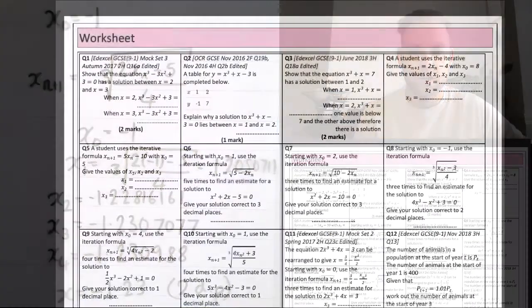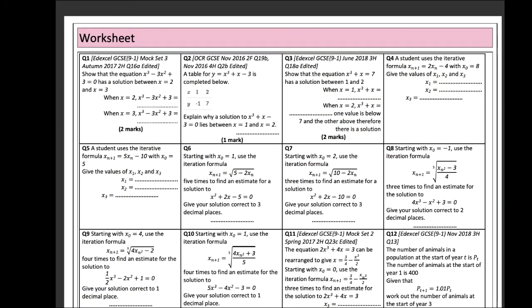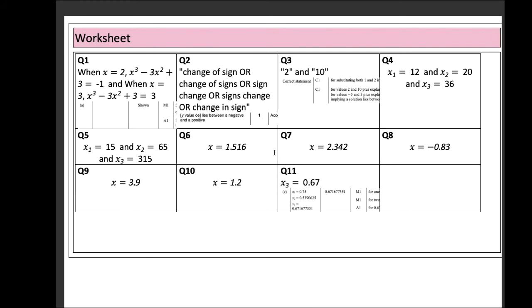So here are our questions. So pause now and have a go at those questions. Remember the two parts. We're looking for the sign change in those first few questions, and then we're using the iterative formula for the rest. Okay, so I'm going to pop the answers up. So mark these in green. Mark those in green.